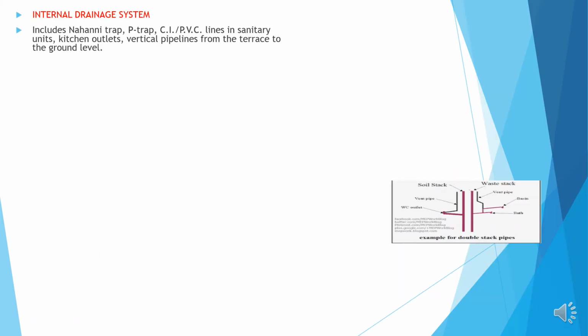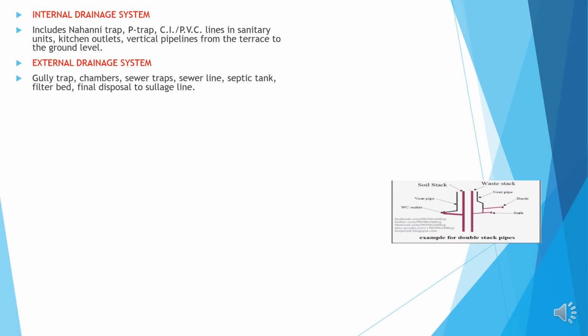Internal drainage system. This includes NANI trap, P trap, CI pipelines in sanitary units, kitchen outlets, vertical pipelines from the terrace to the ground level. External drainage system. It consists of gully trap, chambers, sewer trap, sewer line, septic tank, filter bed, final disposal, sullage line. Pipe materials which have been used for these drainages are MS, CI, PVC, stoneware, asbestos and RCC.